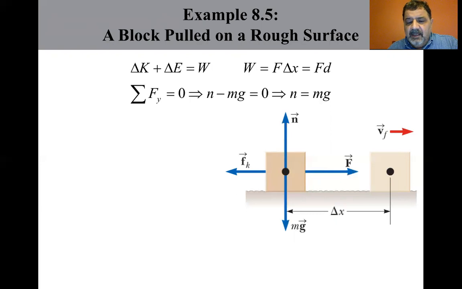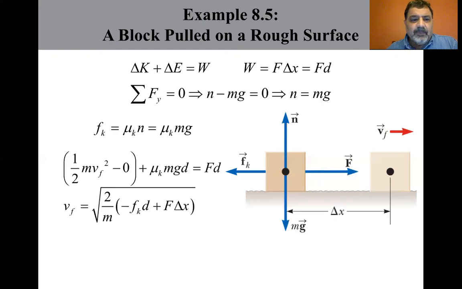So we find the magnitude of the friction force using, you remember, the kinetic friction force is mu sub k times the normal force, so it's mu sub k times mg. Substitute energies and solve for the final speed of the block. So the final kinetic energy is 1/2 m v final squared plus the friction force, that's mu sub k mg, times the distance d, equals F d, which is the work.